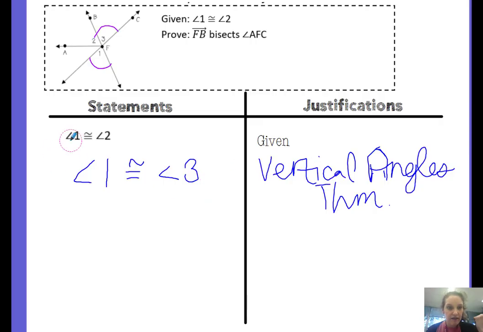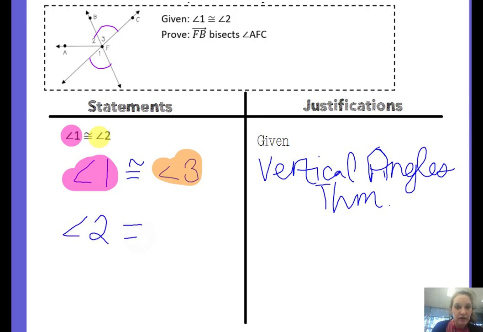And so I have angle 1, angle 2, and angle 3. I have 3 colors. 3 starts with the letter T. T for transitive. So I can say angle 2 is congruent to angle 3 by the transitive property.